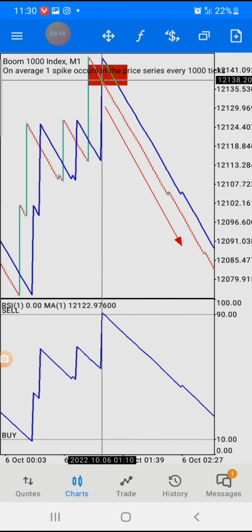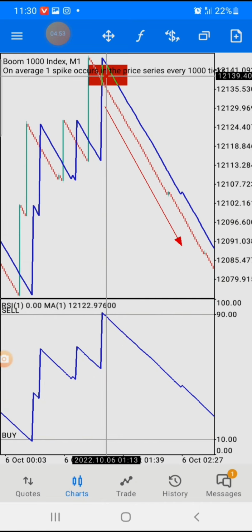So when are you going to exit? When are you going to also place your stop loss? Your stop loss, you must always put a stop loss.